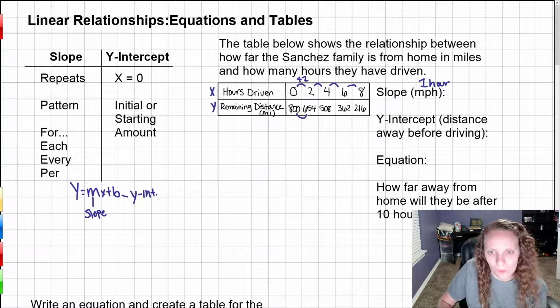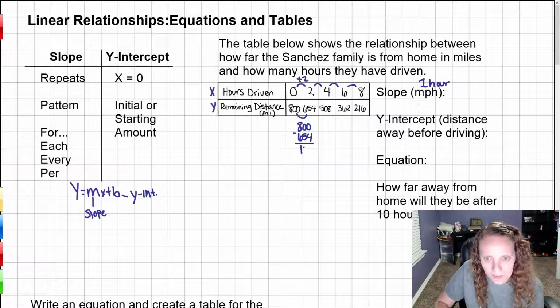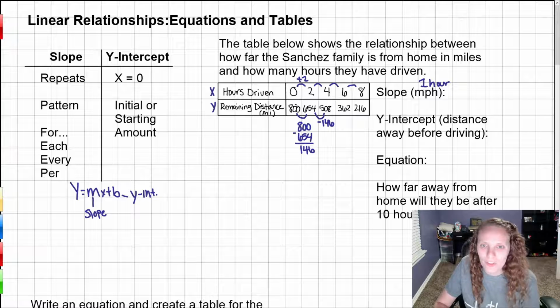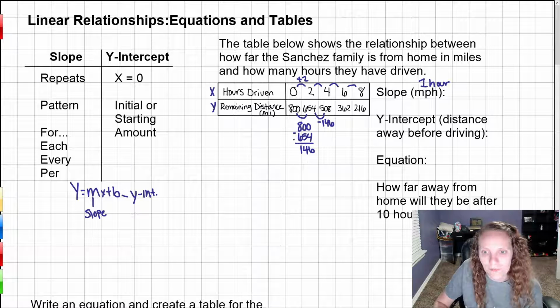So to figure out what's being added here, we're going to take 800 and subtract 654. And when we work that out, that would give us 146. And each time the table is going down, so it's a negative 146. So for 2 hours, it went down 146. However, we want to know only for 1 hour. So we could take the 2 hour distance of 146 and divide it by 2.